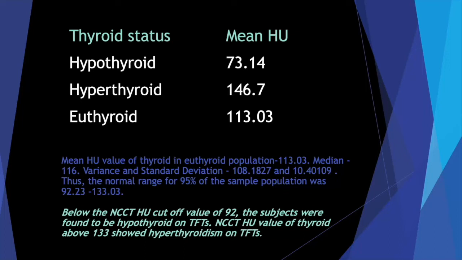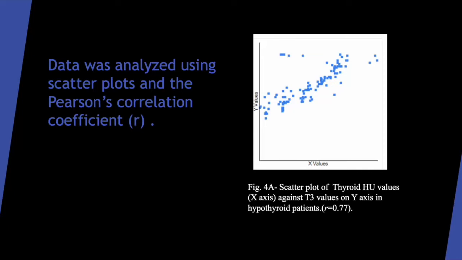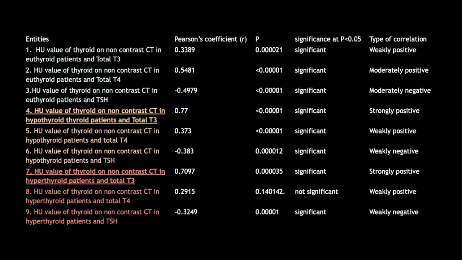Then we analyzed the data with scatter plots. This is an example. On the x-axis you have the thyroid HU values, and on the y-axis you have the T3 values. So there is some correlation. This is an example of a scatter plot, and we drew such scatter plots for various hormones and various thyroid functional statuses, and we calculated the Pearson's correlation coefficient. So this was the result.